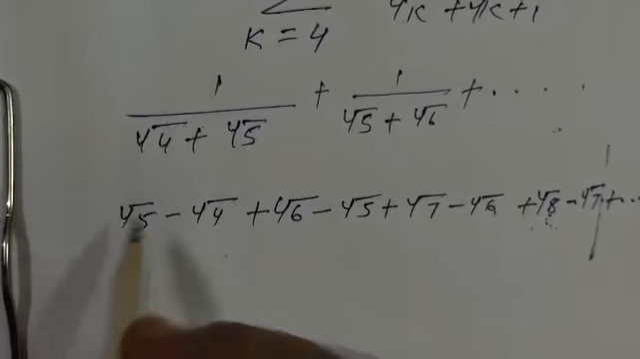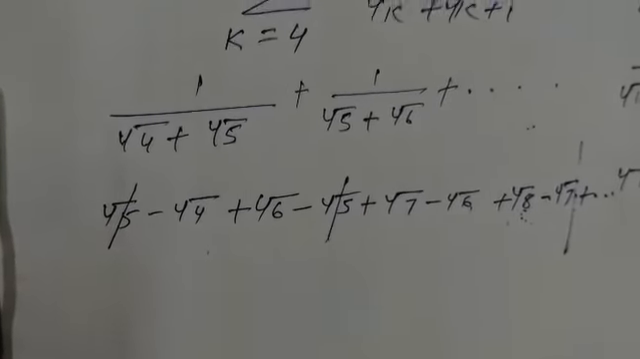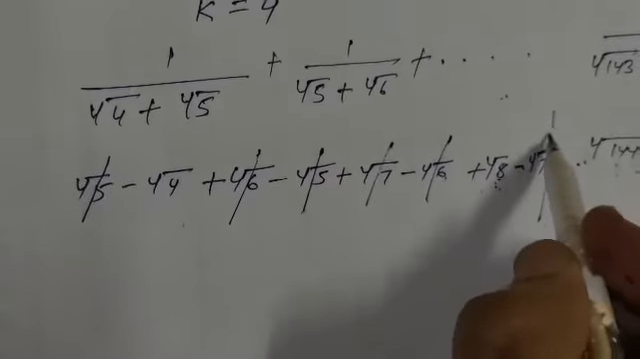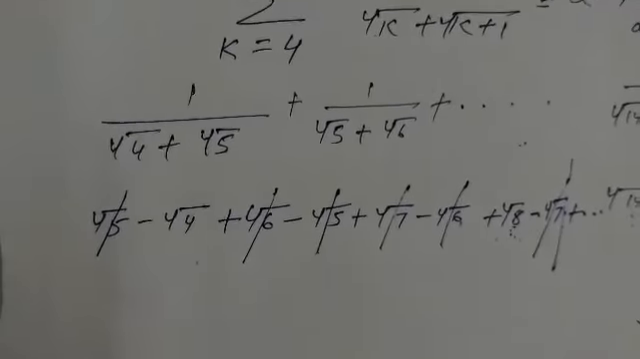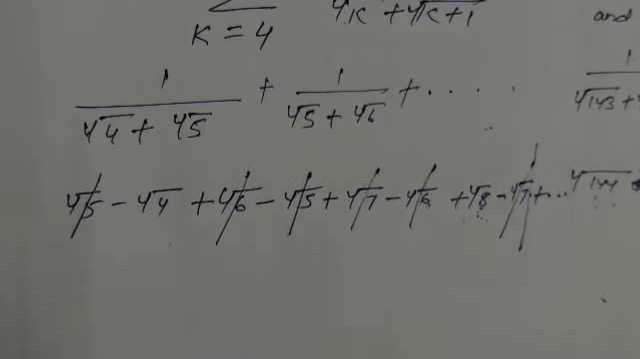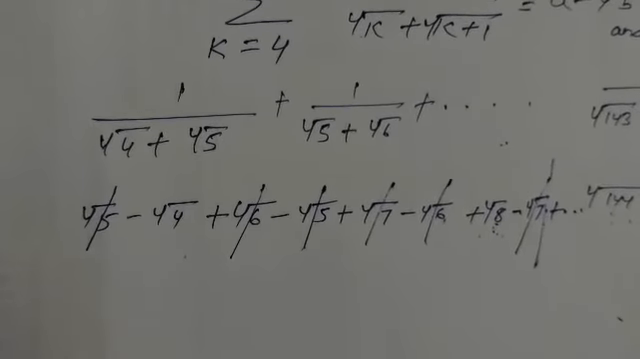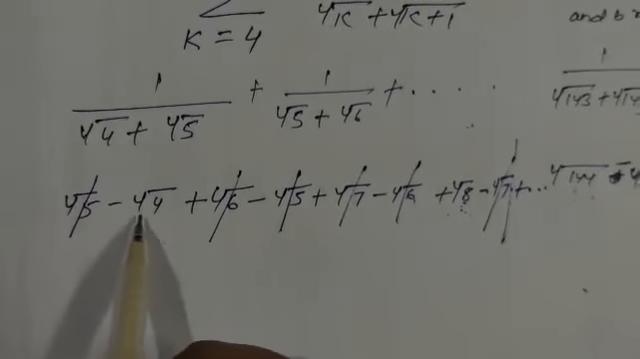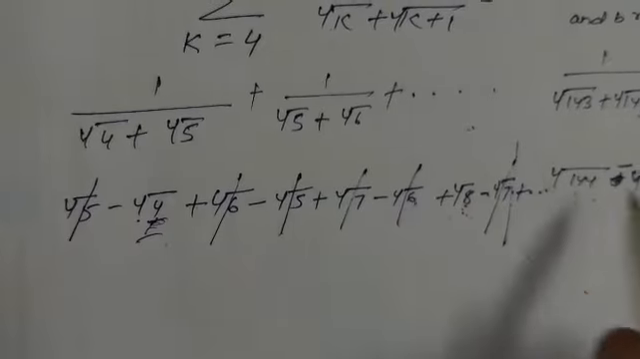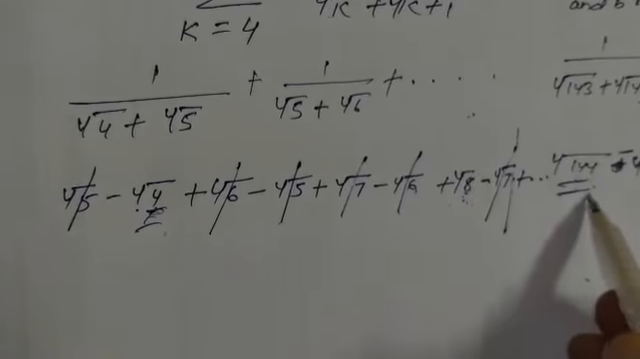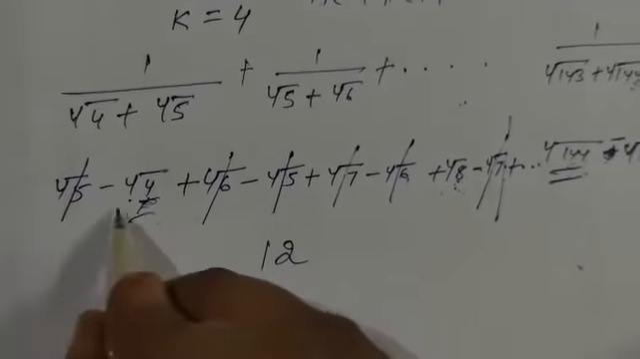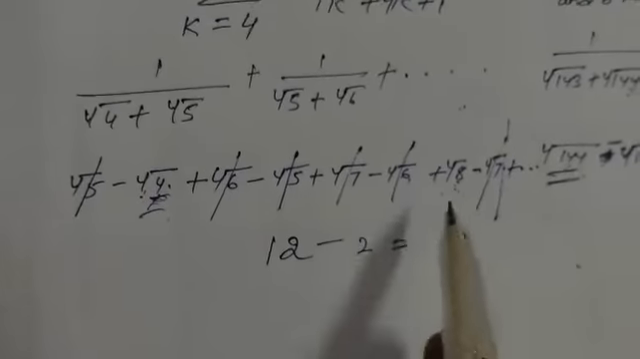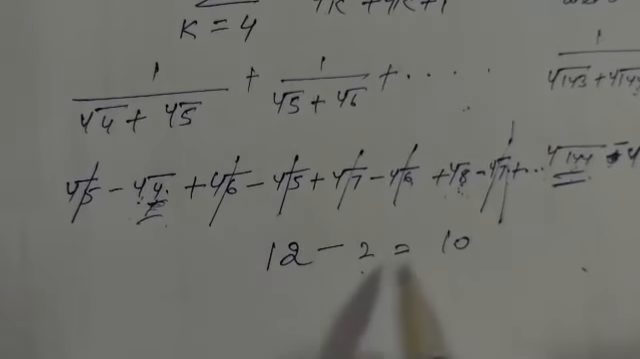What is happening over here? You can see this root 5 will be cancelled out by this root 5, this root 6 cancelled out by this root 6, and this root 7 cancelled out by this root 7. Now you can judge that only two terms are left: one is the second term and the other is the second last term. Root 144 is 12 and root 4 is 2, so 12 minus 2 equals 10.